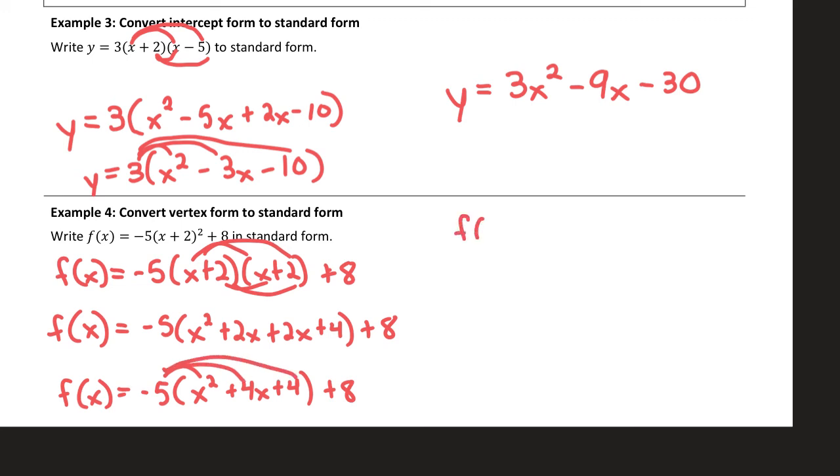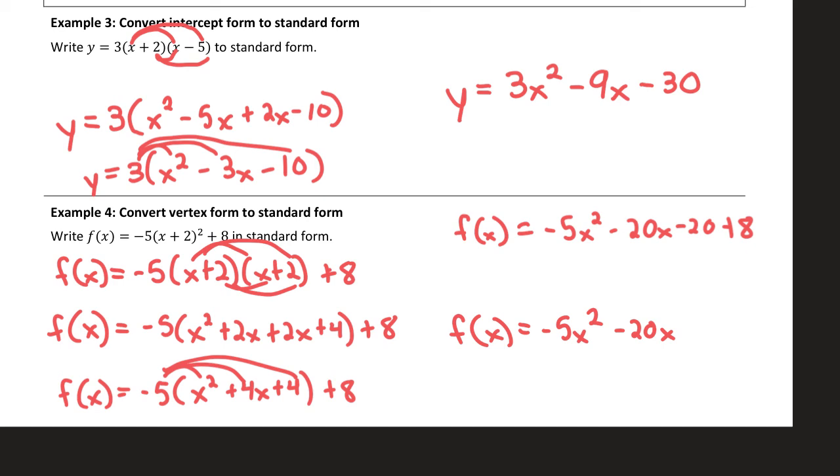So we're not quite there yet. And I know I'm showing every step, but I want to make sure that we keep this organized, because if you miss one thing, it throws off a lot of other things. So this is negative 5x squared minus 20x minus 20 plus that 8 on the end. Can't forget the 8. And then this becomes f of x equals negative 5x squared minus 20x minus 12. And that is our final product, all right? That is it in complete standard form.